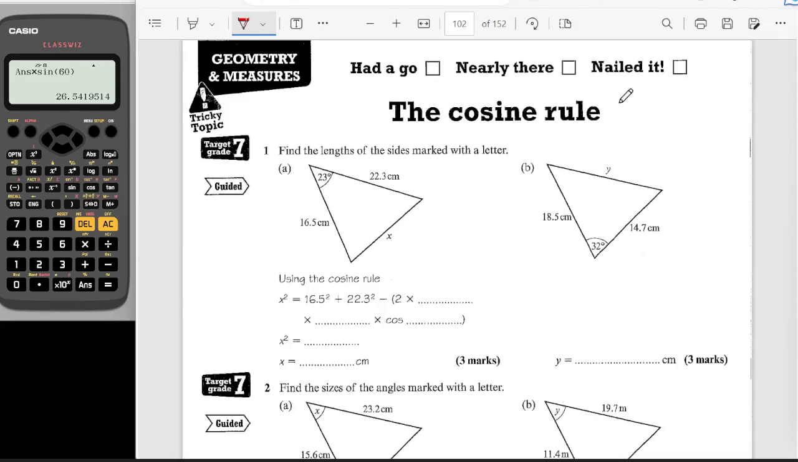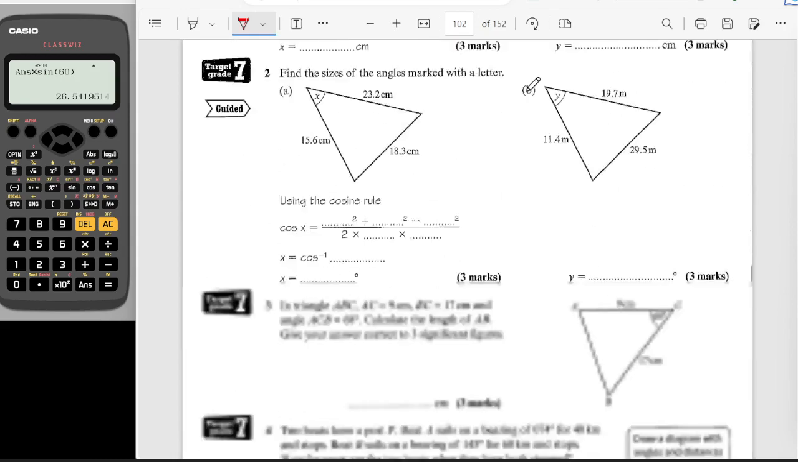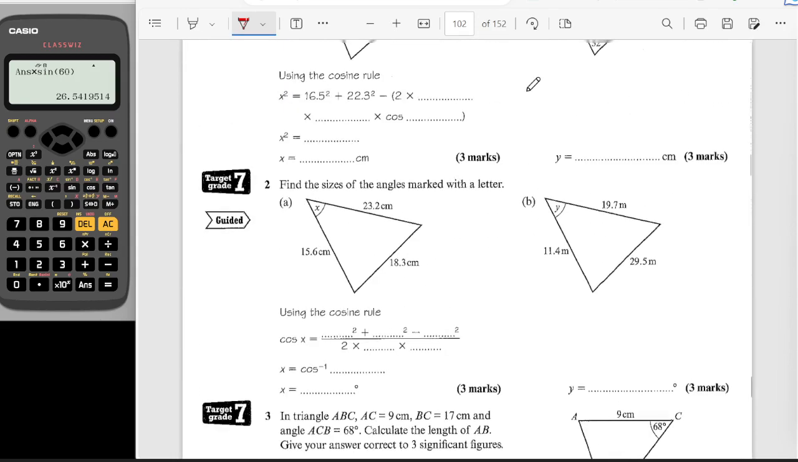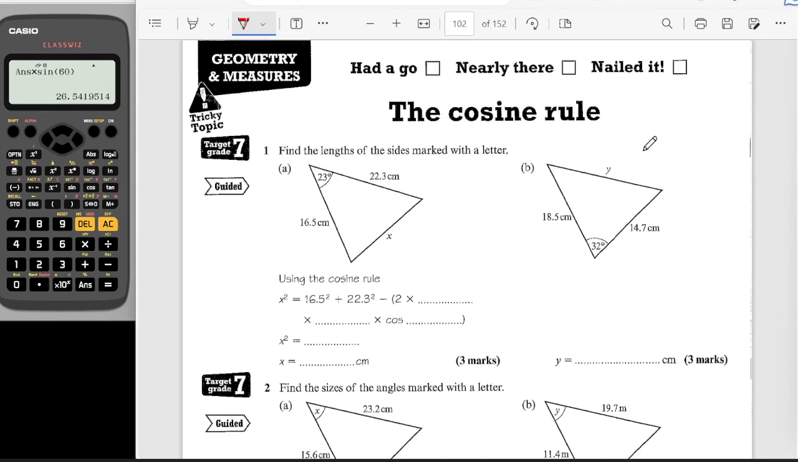Today I'm looking at the cosine rule, and this is a page taken from the GCSE higher tier revision workbook for Edexcel. This is topic or page 100 in their revision booklet. Find the length of the sides marked with the letters. So here we're looking at x, so we're going to be dealing with three sides at an angle, which implies that we're using the cosine rule.